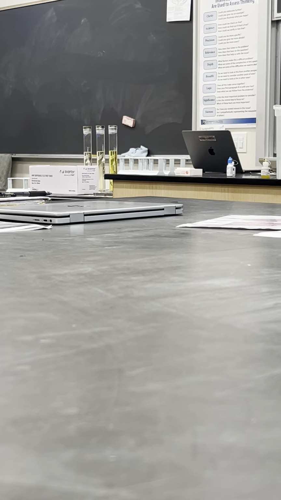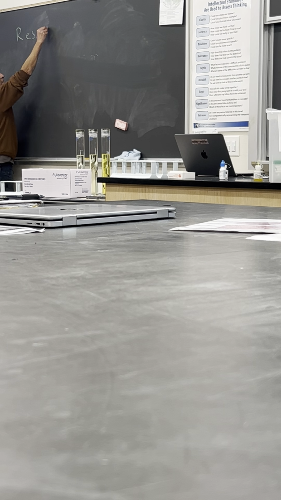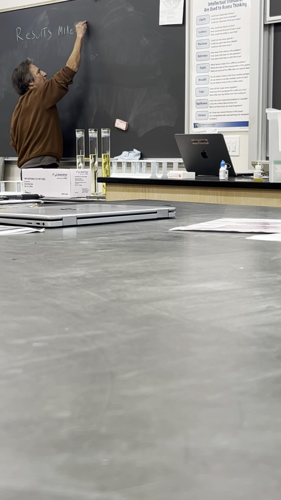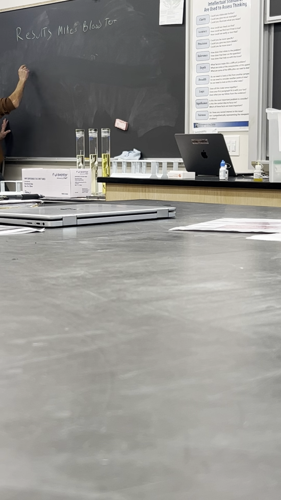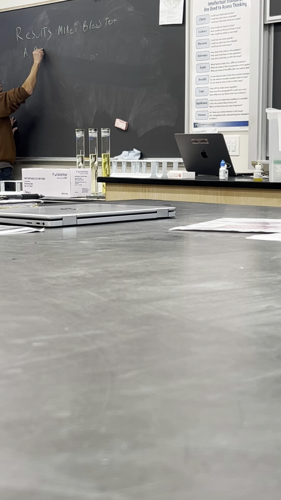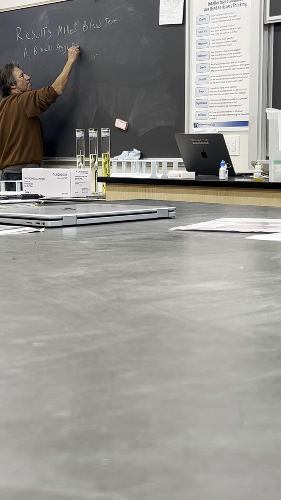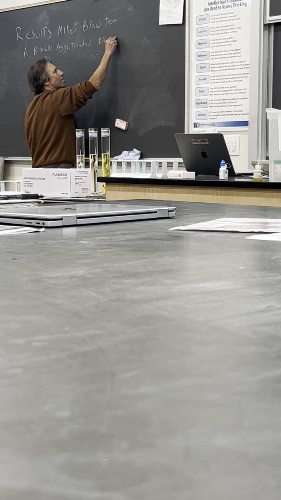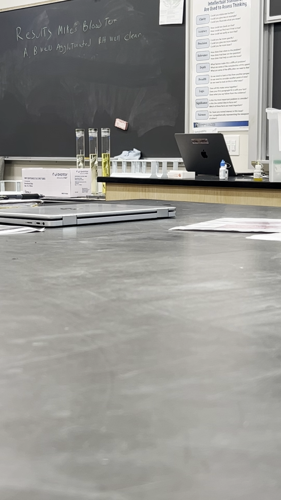I'll basically start with the results of Mike's blood test, or whatever you want to call it, where, let's say, the A and B wells agglutinated, but the Rh well remained clear. Okay? That's what I might start out with.